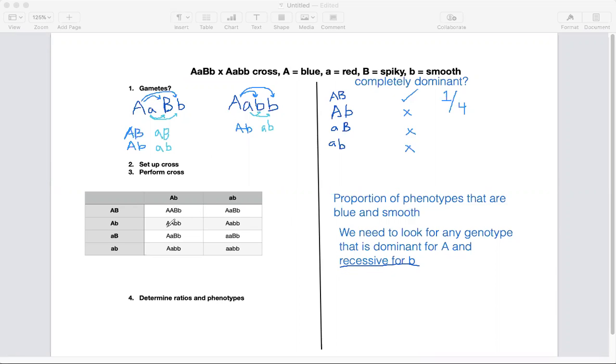So if I look through them, this one is dominant A, recessive B. This one would be dominant A, recessive B. This one too, and that would be it, right? So our proportion here, we get 3 of them there. Okay, and then the total that we have is 8, and so our answer here would be 3 out of 8. Okay, so that's just a typical question you might get, and that builds into our ratios and phenotypes question down here.